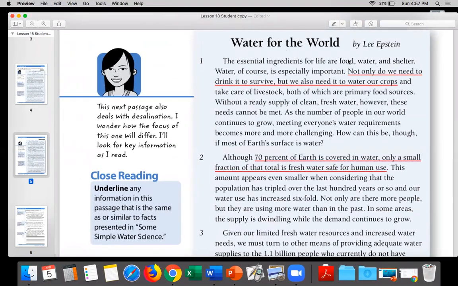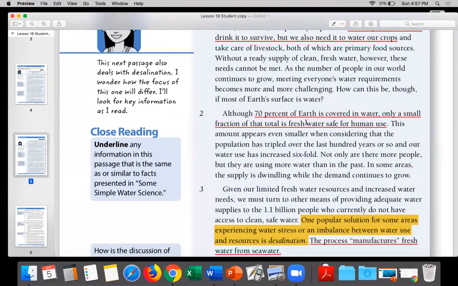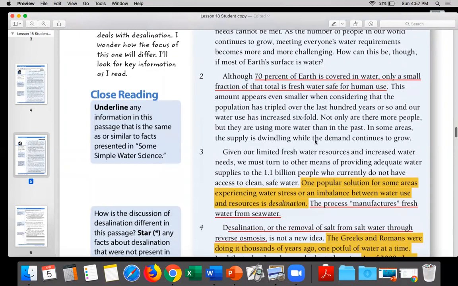It's essential. Needs cannot be met if we don't have clean, fresh water. The number of people in our world continues to grow. Population has tripled over the last 100 years. Water use has increased 6-fold. There's more people using more water than in the past. The supply is dwindling.